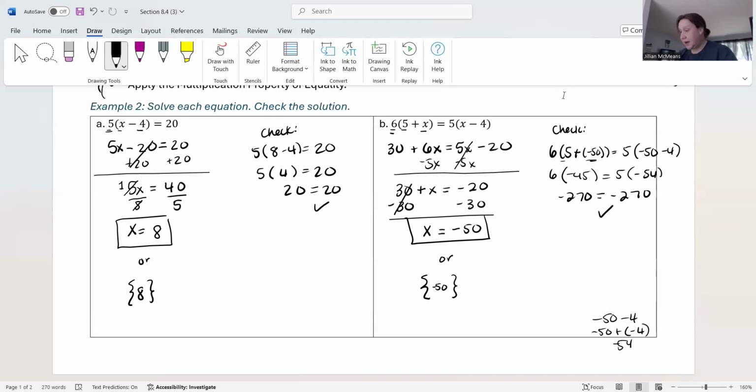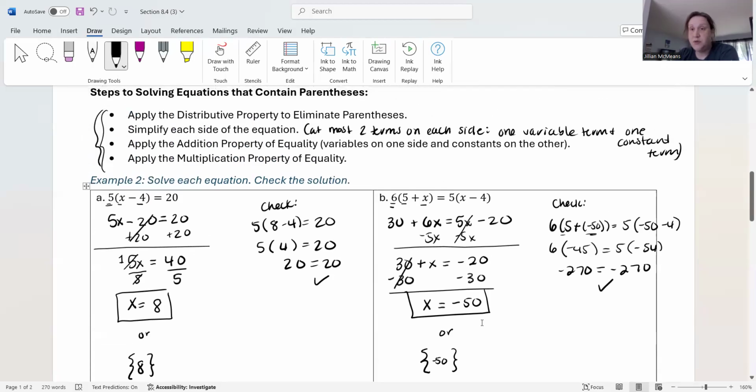Okay, so that's it. That's solving these multi-step equations. I don't want to overwhelm you by doing too many examples, but this is the process here. So when you're dealing with parentheses, get rid of your parentheses first. Simplify each side of the equation. You want at most 2 terms on either side of the equation. And then you want to apply the addition property of equality to get all of your variables on one side, your constants on the other, and then finally apply the multiplication property of equality to get the x by itself.